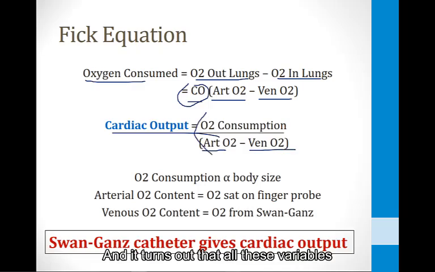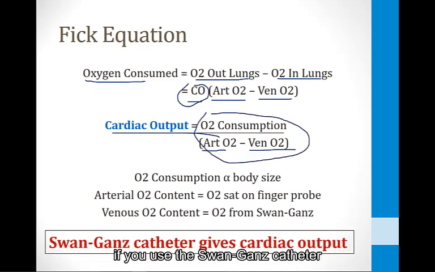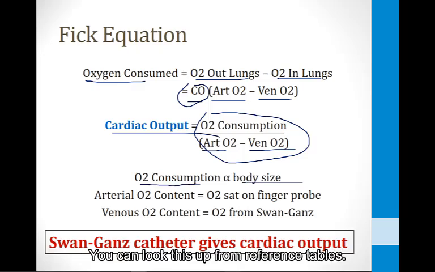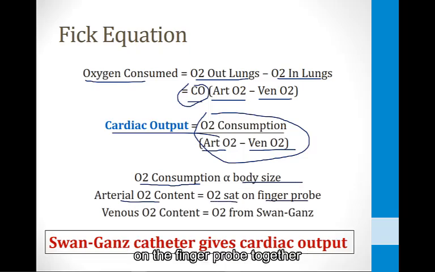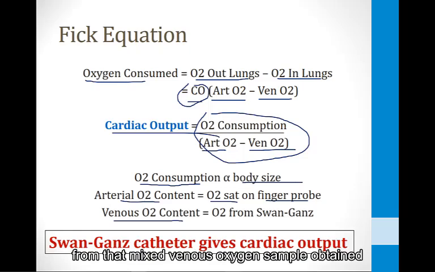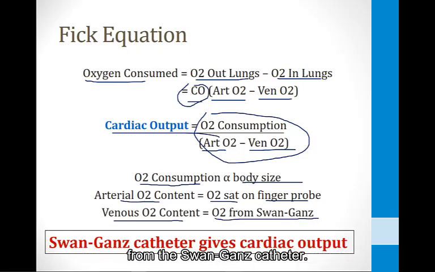And it turns out that all these variables are easy to obtain if you use the Swan-Ganz catheter and other measurements from the patient. A patient's oxygen consumption is proportional to their body size. You can look this up from reference tables. The arterial oxygen content can be determined from an arterial blood gas or by measuring the O2 saturation on the finger probe together with the hemoglobin. And then the venous oxygen content, as I told you on the last slide, can be determined from that mixed venous oxygen sample obtained from the Swan-Ganz catheter.